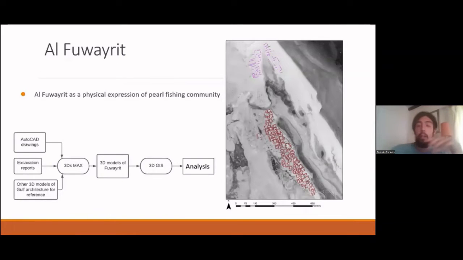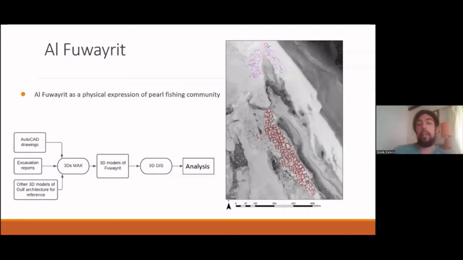If Al Fuwayrit is supposed to be a physical expression of a well-defined community of pearl fishers, then I assume that this would reflect in the built structure of the village. If I could build in 3 dimensions a digital reconstruction of a typical Qatari pearling village, we would be able to conduct analysis to assess how the inhabitants would perceive the built environment.